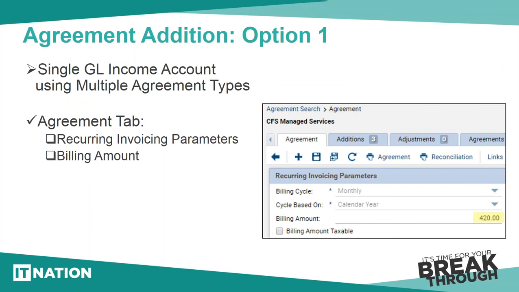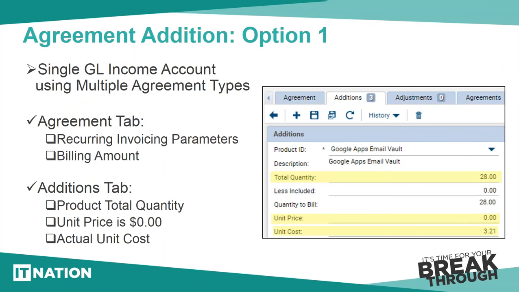On the Additions tab, I'm suggesting that you actually add the individual items, the product total quantity itself, the unit price would be 0, and you would record an actual unit cost. What this allows you to do is get accurate profitability reporting based on the services that you're providing.